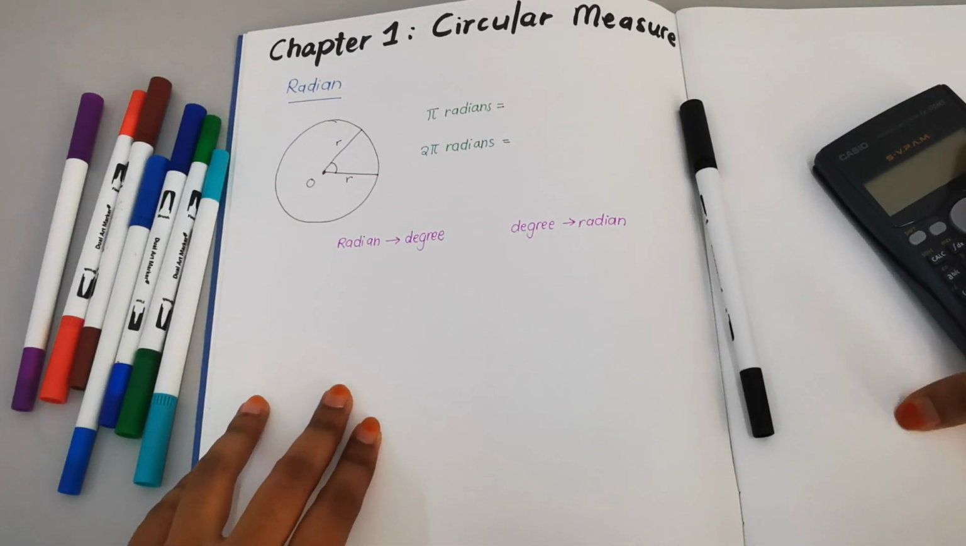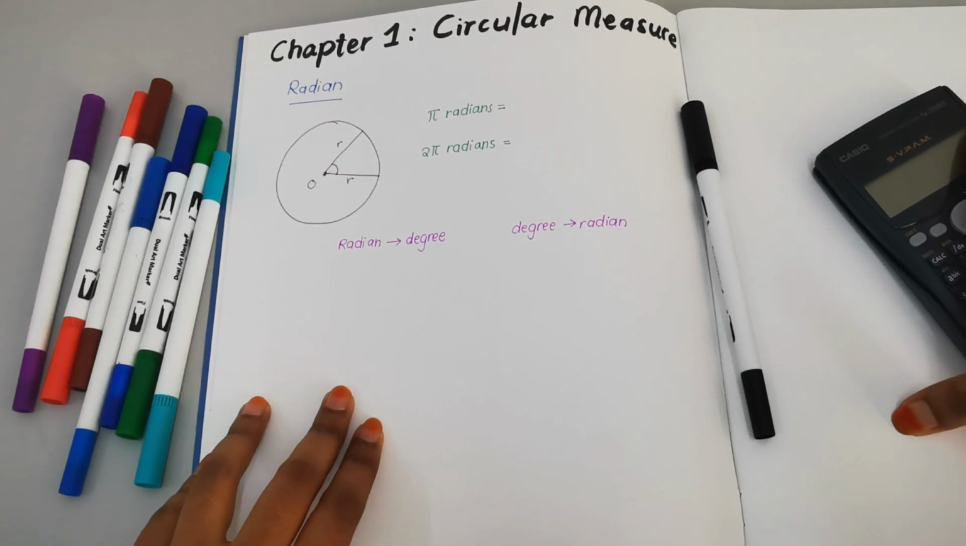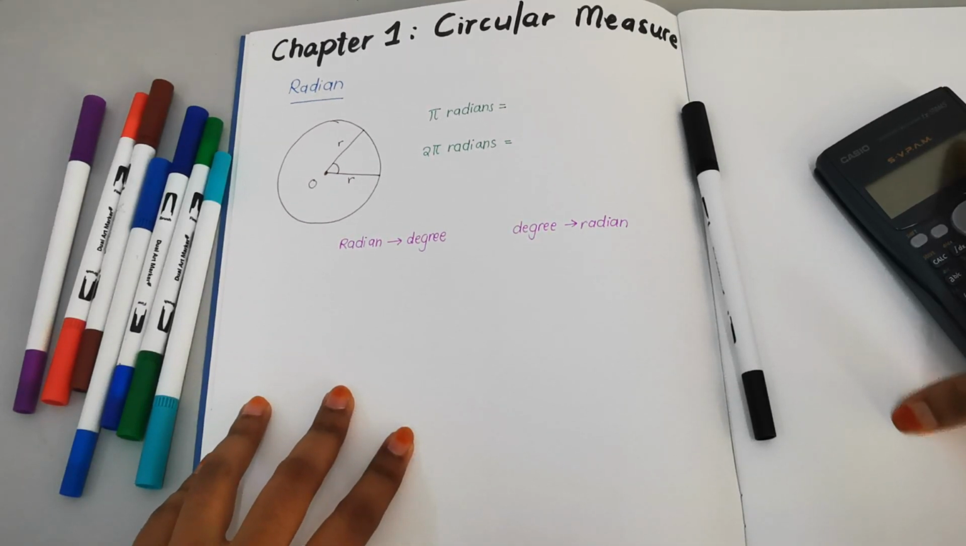Welcome to the first episode for Form 5 Maths Chapter 1, which is circular measure.